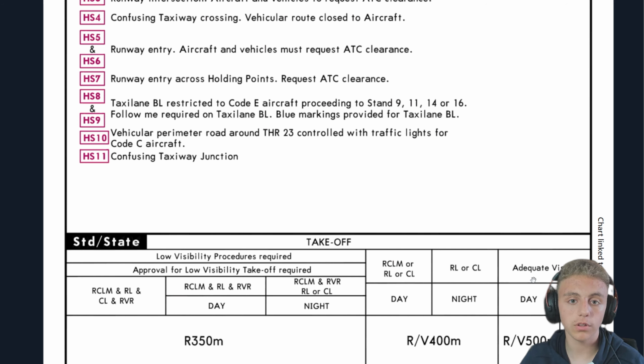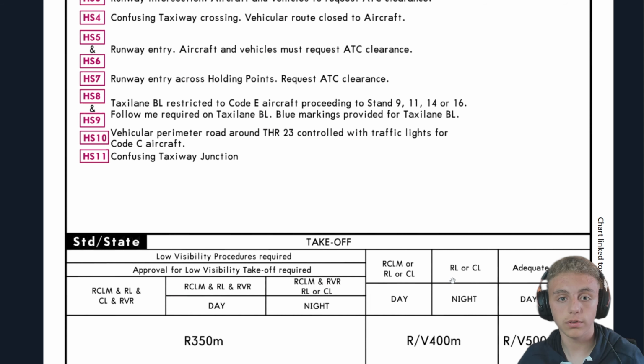So adequate visual reference, that means that all you need is just adequate visibility. For day, you have either an RVR or a visibility of 500 meters. So to take off with just adequate visual reference, you need to be day and either have an RVR or just a normal visibility of 500 meters given from the meteorological office, because RVR on the runway might be a bit different from the actual visibility, so 500 meters or more. You cannot have an adequate visual reference takeoff at night.